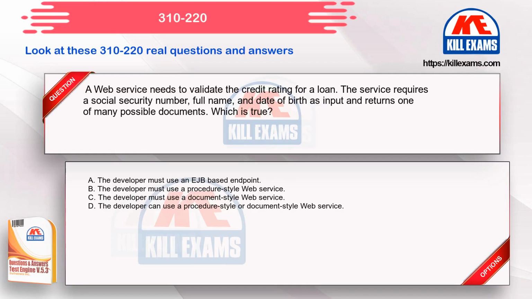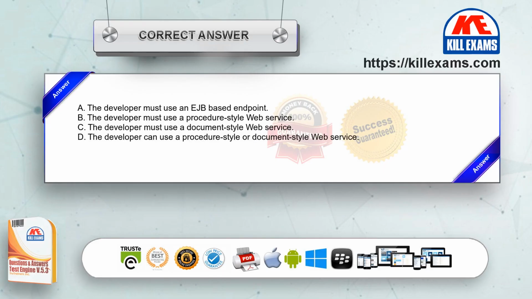A web service needs to validate the credit rating for a loan. The service requires a social security number, full name, and date of birth as input and returns one of many possible documents. Which is true? Option A. The developer must use an EJB-based endpoint. Option B. The developer must use a procedure-style web service. Option C. The developer must use a document-style web service. Option D. The developer can use a procedure-style or document-style web service. The correct answer is option D.